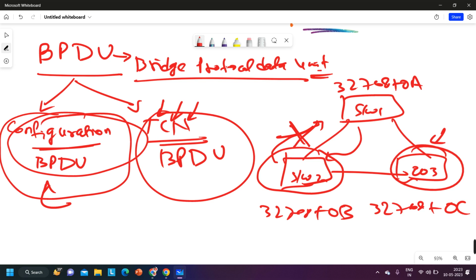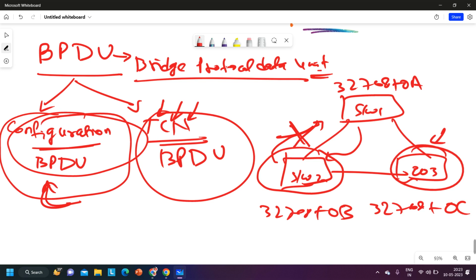So the first use of configuration BPDU is to elect the root bridge, yes or no? Through configuration BPDU, every switch sends configuration BPDU to each other. Then all switches come to know which switch has the lowest bridge ID, and that switch becomes the root bridge automatically. Right or wrong? So configuration BPDU is used to elect the root bridge.